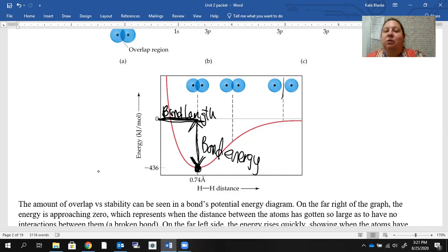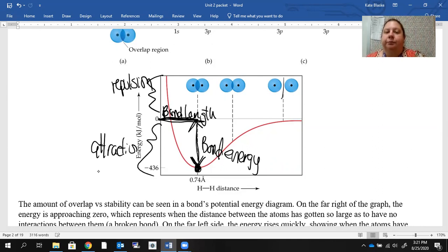Or if we smush them too close together, then we start getting repulsion from the two nuclei, those two positive nuclei pushing each other away. So if we look at this top part, this is repulsion. And under zero, this negative part, this is attraction. So this sweet spot, this Goldilocks spot, where we have just the right distance between those two nuclei, would be the perfect bond length to give us the maximum amount of bond energy to stabilize that bond.